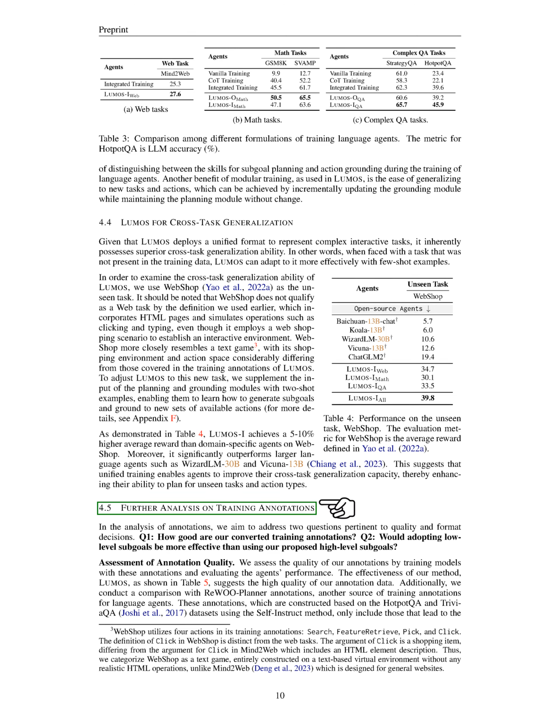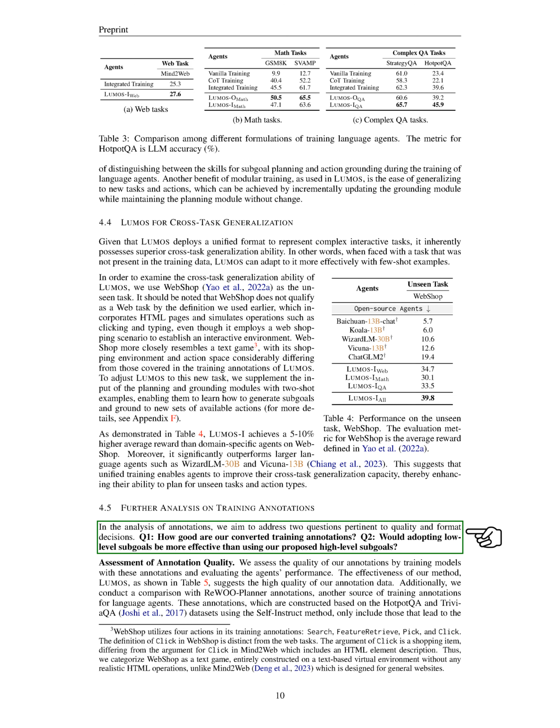Section. Further analysis on training annotations. Further insights on training annotations. In our examination of annotations, we're looking to answer two key questions related to the quality and structure of our work. The first question is, how effective are the training annotations we've converted? The second question is, would it be more beneficial to use low-level subgoals instead of the high-level subgoals we've proposed?